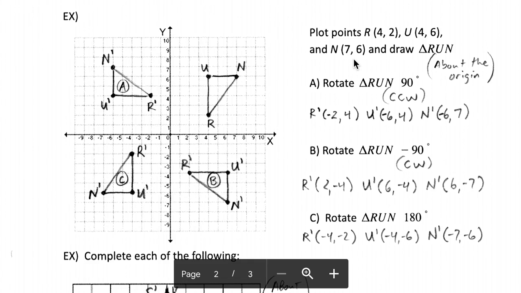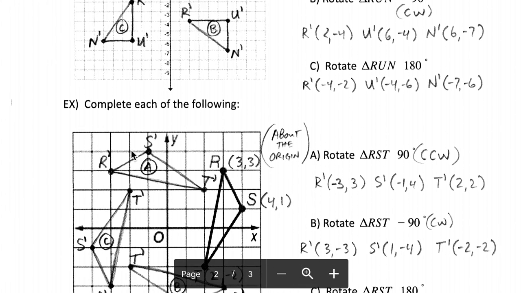And then lastly, N was at (7, 6). Again, don't swap, just make them the opposites. So (-7, -6). So connect those points, draw your triangle, and now we got our third rotated triangle. This time it's 180 degrees. And when you connect them back to the origin, you just have this straight line, and we know that a straight line measures 180 degrees.